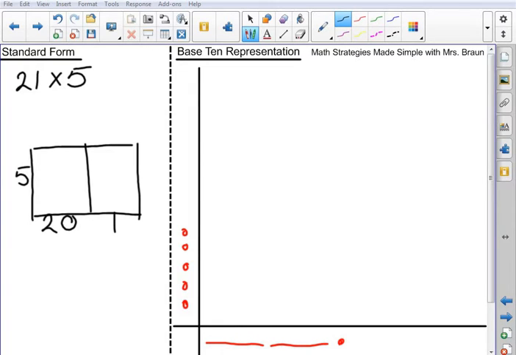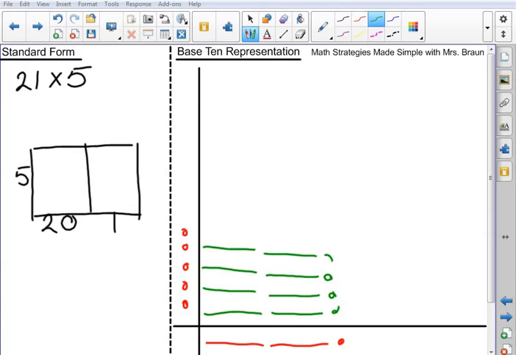So now I'm going to go ahead and multiply out. So I'm going to show 5 equal groups of 21. So there's 1, 2, 3, 4, 5. Now I'm going to work to find my product or my answer.